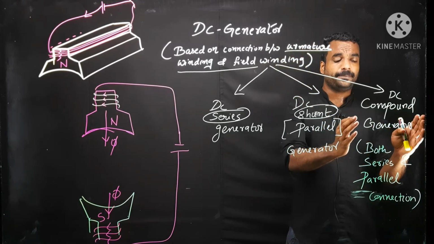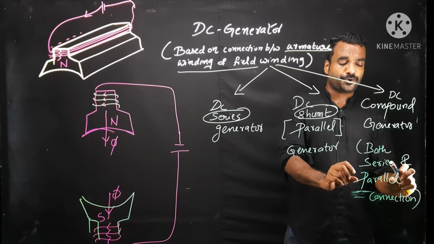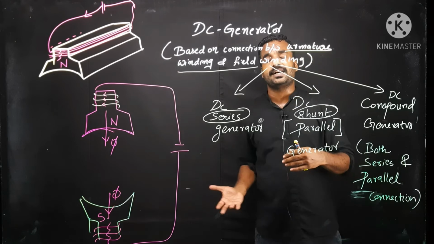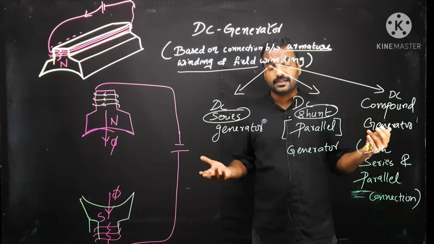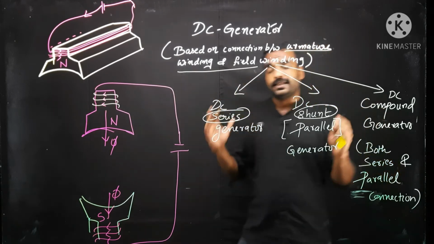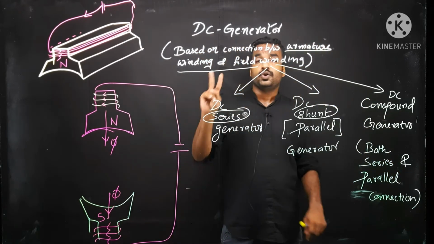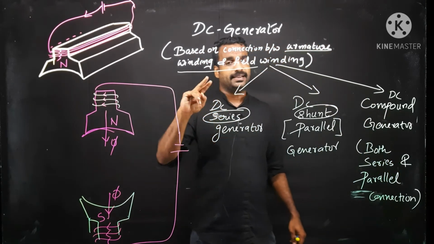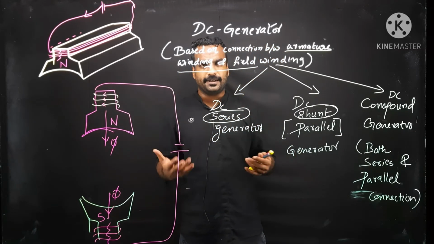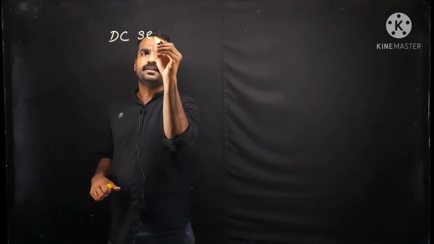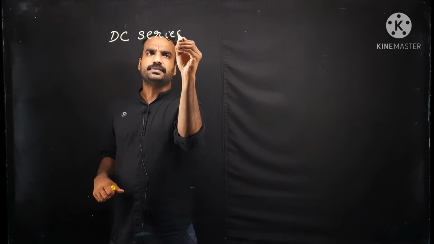In compound type, one portion of the field winding is connected in series with the armature winding, and the other portion of the field winding is connected in parallel with the armature winding. So in a compound machine, we may have two field windings, a series field winding and a parallel field winding. Now let us discuss in detail. So first one, DC series generator.